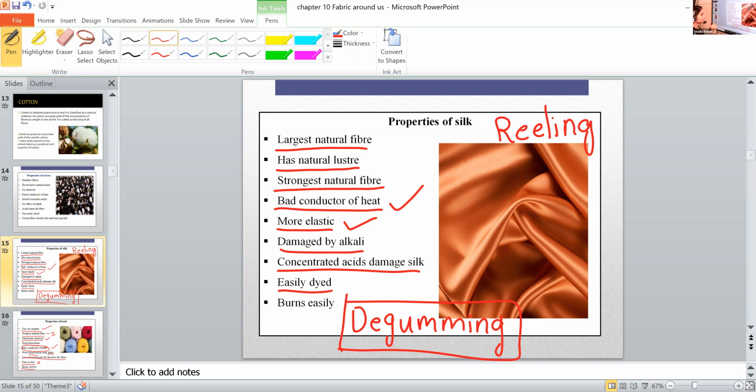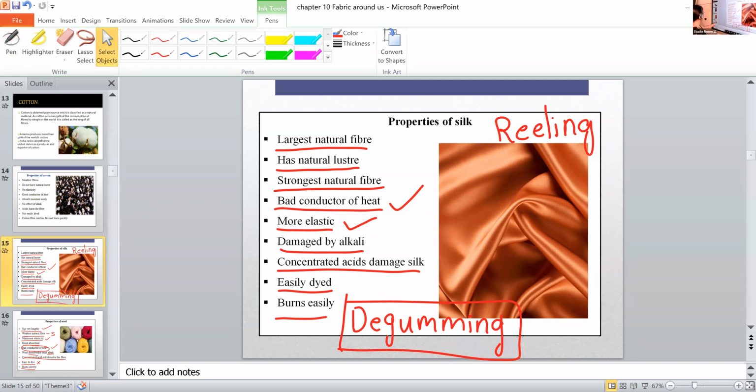Is cotton easily dyed or not? Meghna? Not easily dyed. So what about wool, Reina? It's easy to dye. Both wool and silk are almost the same; both are easily dyed. And then it burns easily.